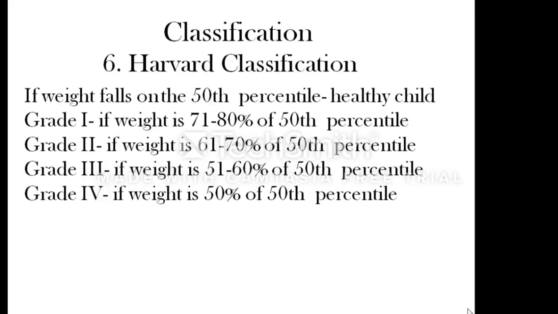The Harvard classification is one which uses growth charts, and growth charts classify people into percentiles. The 50th percentile is called a normal child. Grade 1 is when a child's weight is between 70 to 80% of the 50th percentile. The 50th percentile is that average individual. At any particular age, you get a 50th percentile for it, and you can compare your child to that particular age in this Harvard system.